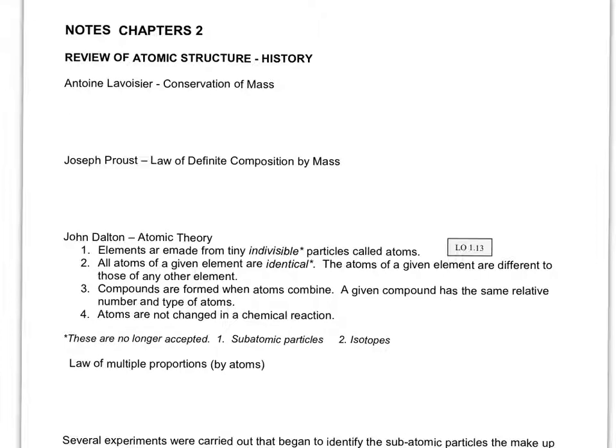So the next topic is going to be a review of atomic structure and atomic history. The father of modern chemistry is Antoine Lavoisier. He was French. He wrote the first book of modern chemistry. And he came up with basically the law of conservation of mass when it comes to chemical reactions. So he did chemical reactions, he massed the reactants, massed the products, and found that in a chemical reaction, mass cannot be created or destroyed.